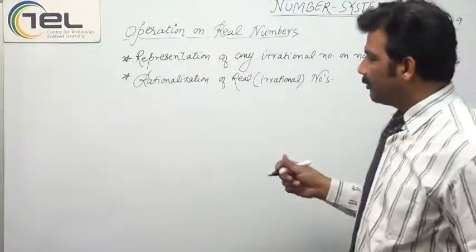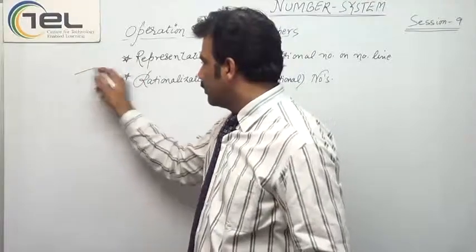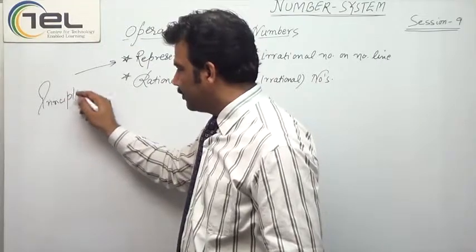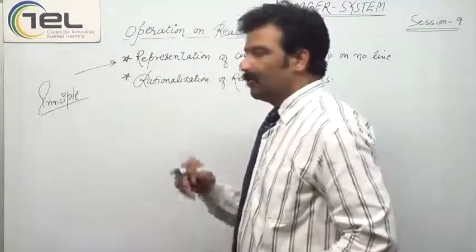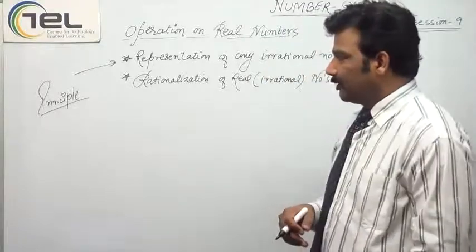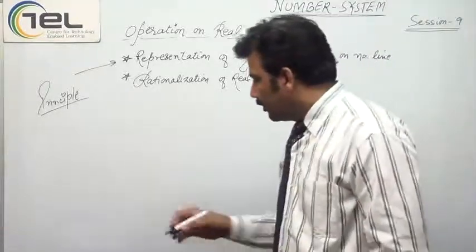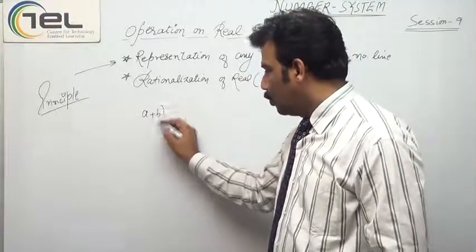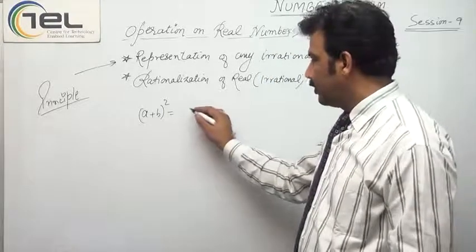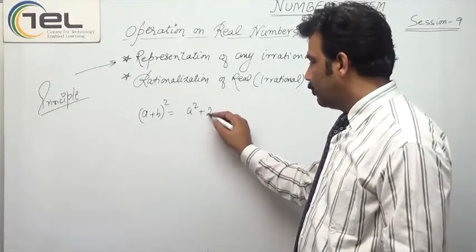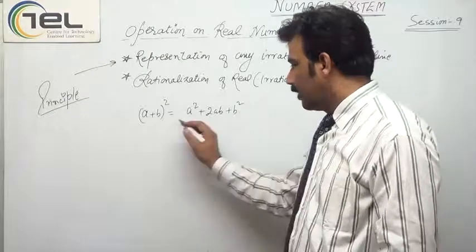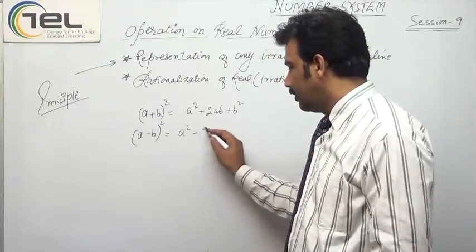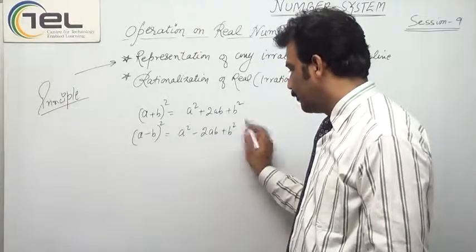Before I start, what is the principle we have for this? This is based on a principle. The principle for this one is an algebraic formula: (a plus b) whole square is a square plus 2ab plus b square. And (a minus b) whole square is a square minus 2ab plus b square.